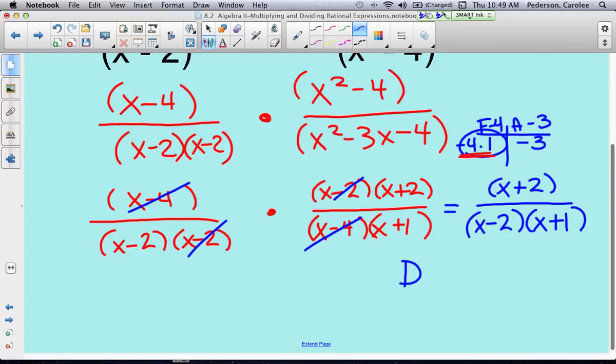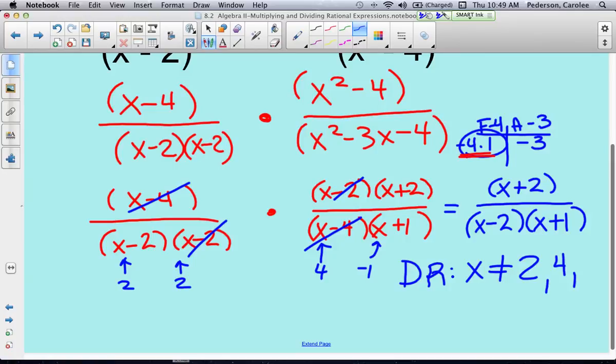And then the domain restrictions. What can x not be? What would make it undefined? If I substitute 2 into here, or 2 into there, it makes those parentheses 0, which then makes it undefined. So x cannot be 2. Also, if we substitute 4 into here, or -1 into there, it makes either of those parentheses 0. So x cannot be 2, 4, and -1. Those are your domain restrictions.